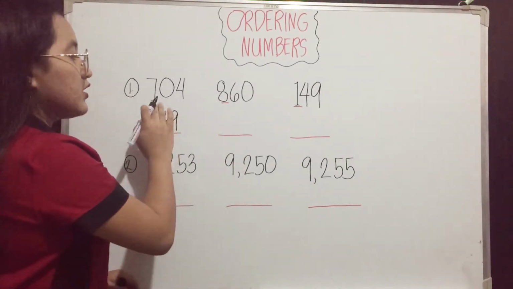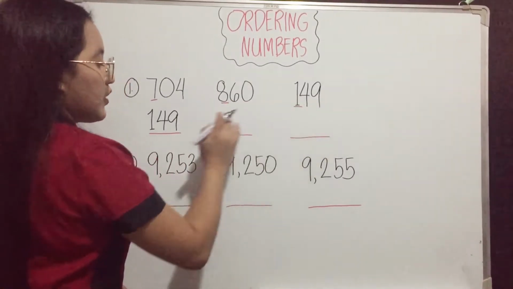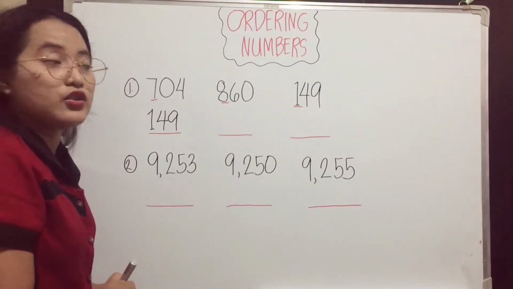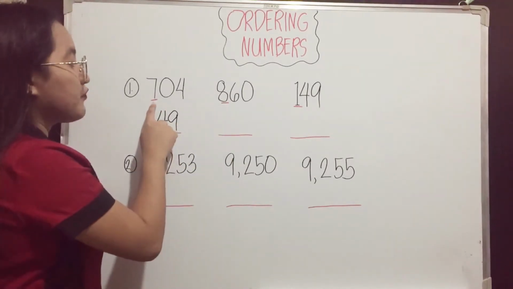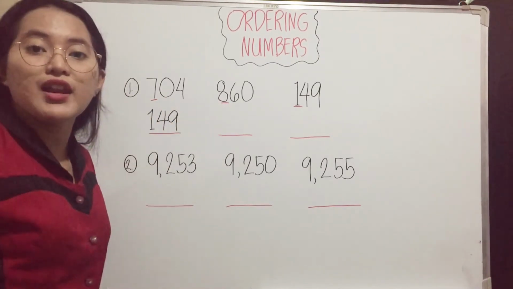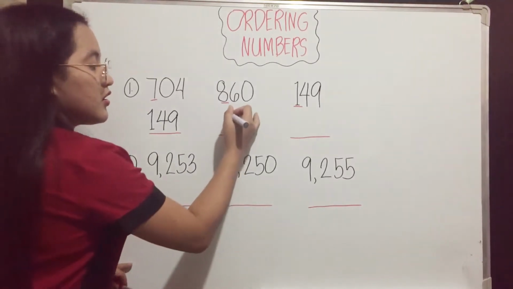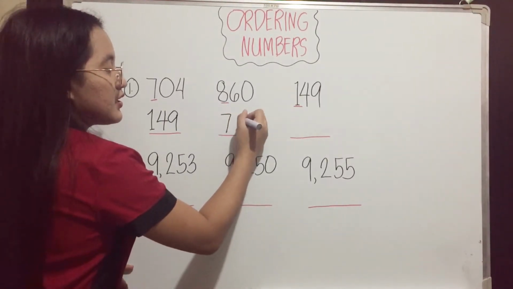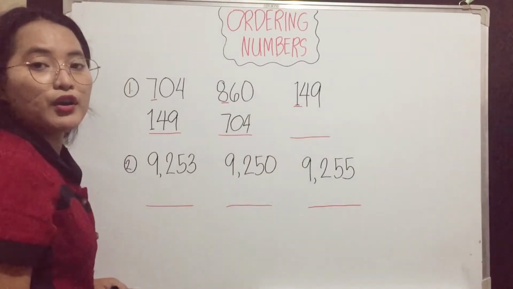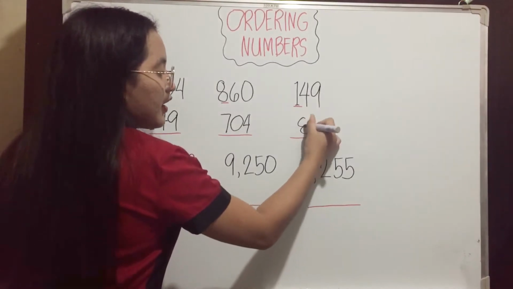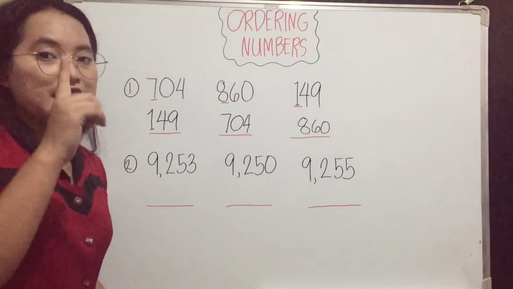Followed by, try to look at the 7 and 8. So 149 is already taken. We remain with two values, the 704 and the 806. Now, which among the two numbers has the smallest value? Very good, the 7. Therefore, our next number is 704. And the last number will be 806.